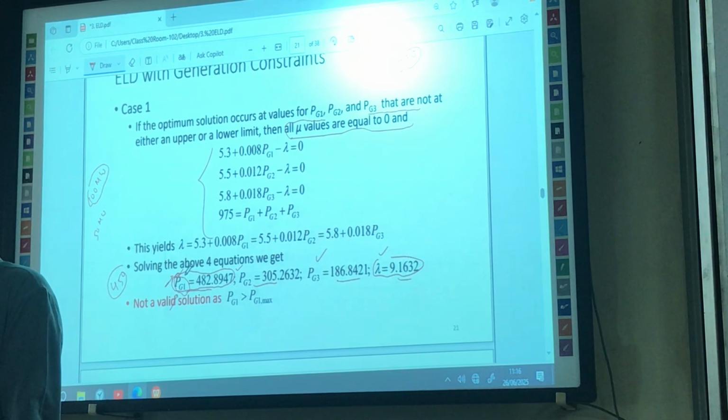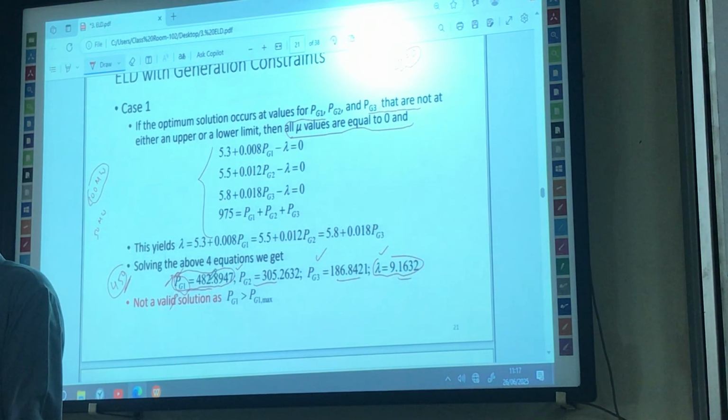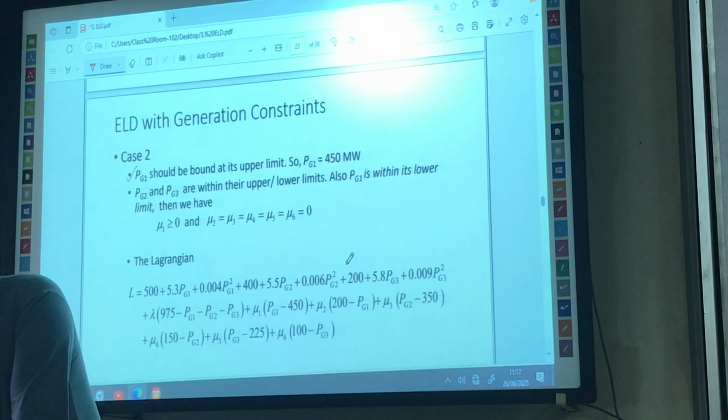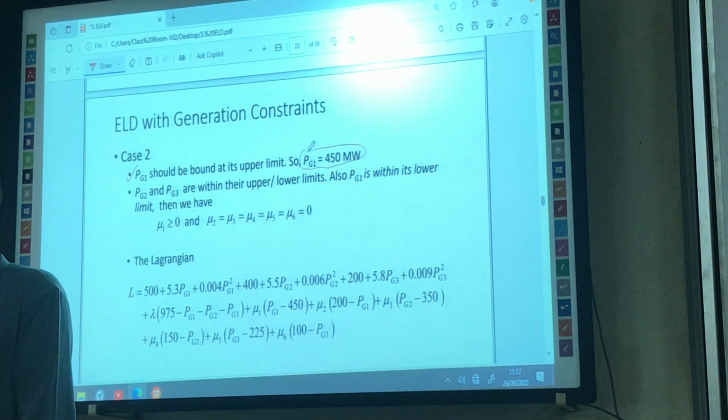But there is the limit. You can't break this limit. So what can you do? You can take the maximum power from Pg1, then you can redistribute the rest of the power into Pg2 and Pg3. That will be a solution. That's why in case number 2, we are saying that Pg1 should be bound at its upper limit. So Pg1 is now fixed. It is 450 megawatt.